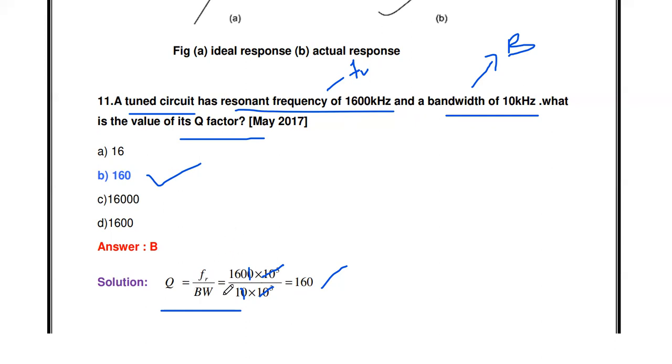We have to find the bandwidth. Or quality factor and bandwidth will be given. We have to find the resonant frequency. Okay, so this is a very important 2-mark problem.